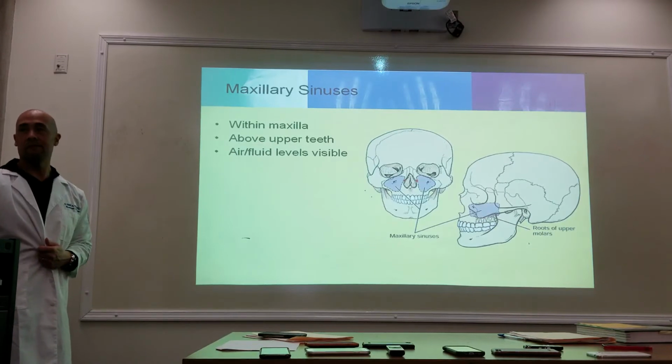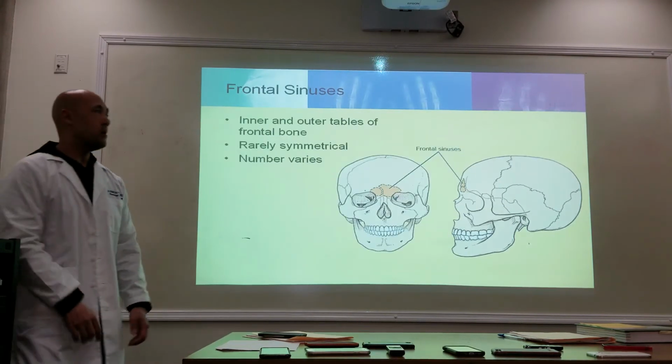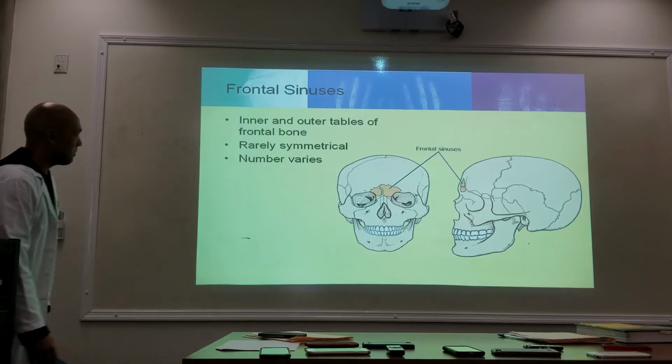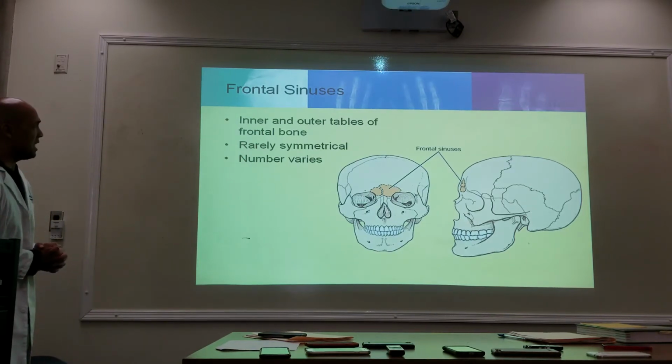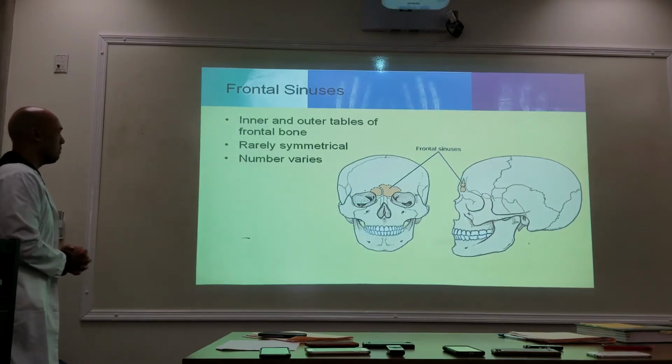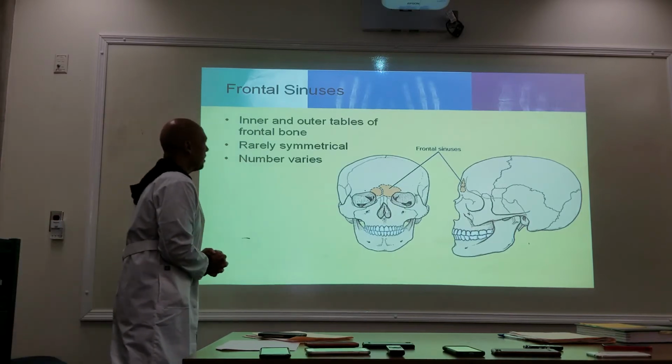All right, the frontal sinuses. We have the inner and outer tables of the frontal bone. They are rarely symmetrical.